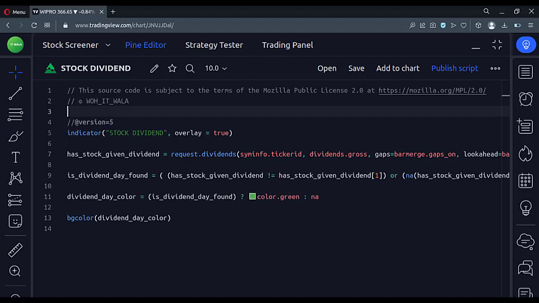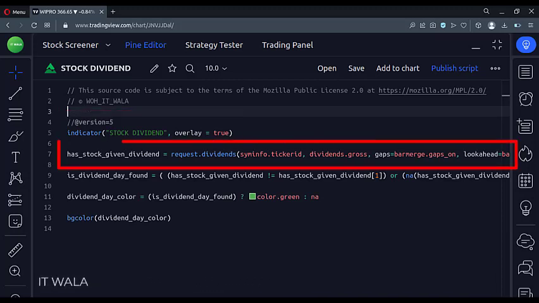Let's start. Today we will see how to programmatically find out if a stock has given a dividend or not. Let's see the code. This is an indicator function with the name, stock dividend. Here we call the request.dividends function.